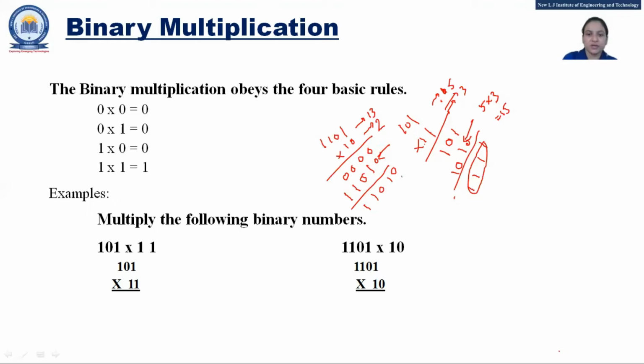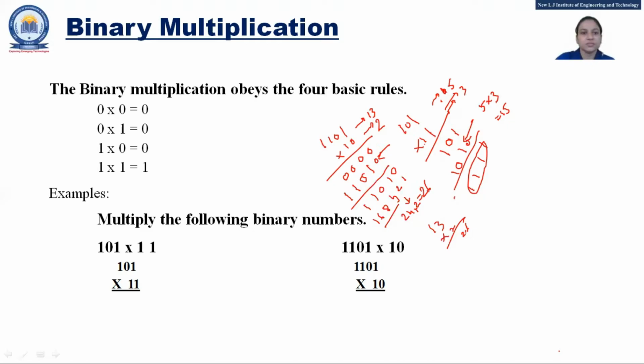This is our 1 2 4 8 and 16. So 16 plus 8 is 24, and this is 2. So we get the answer 26. So 13 multiplied with 2, we get the answer 26. So this is how binary multiplication takes place.